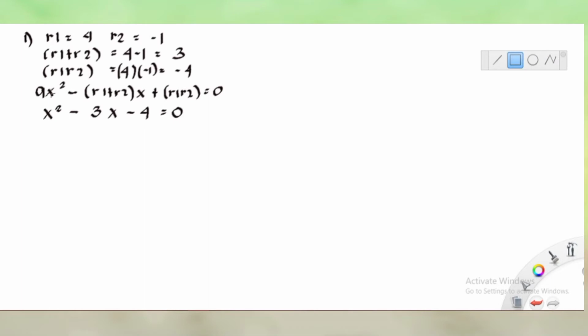So this is our answer. So the quadratic equation is x squared minus 3x minus 4 equals 0, given the roots 4 and negative 1. Number 2.